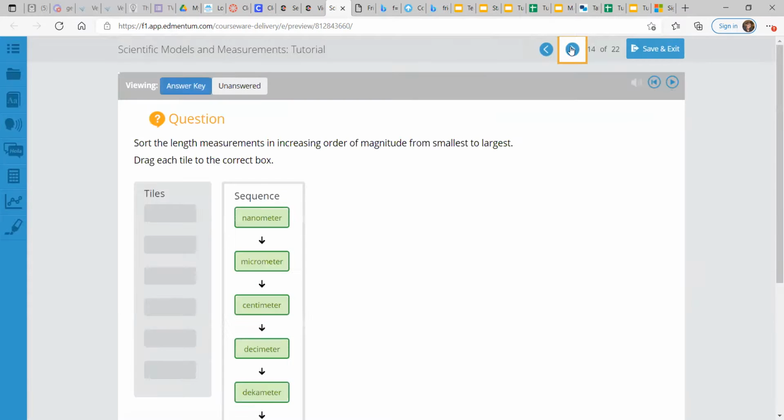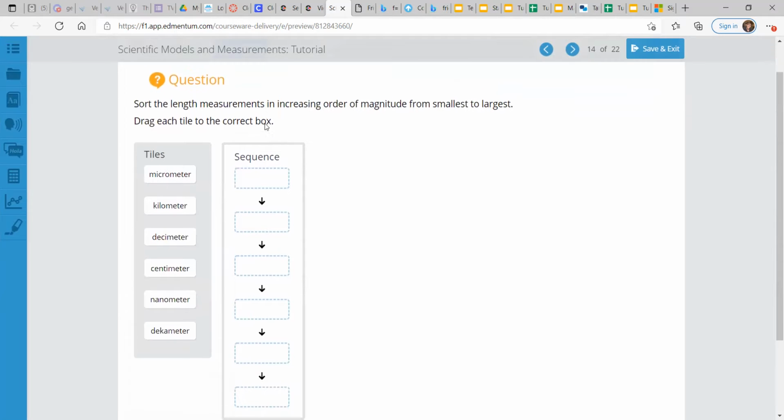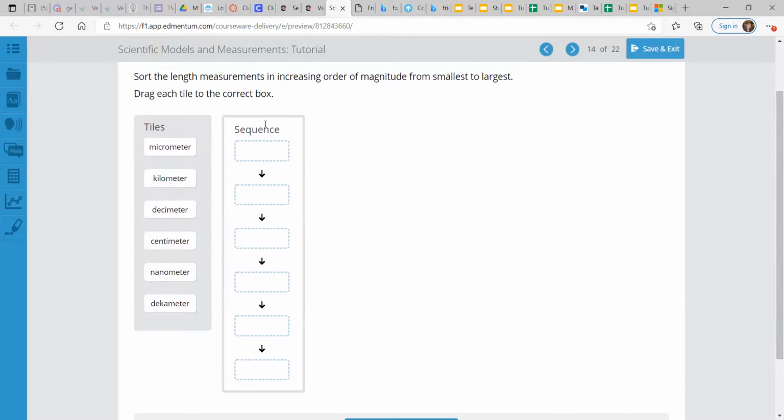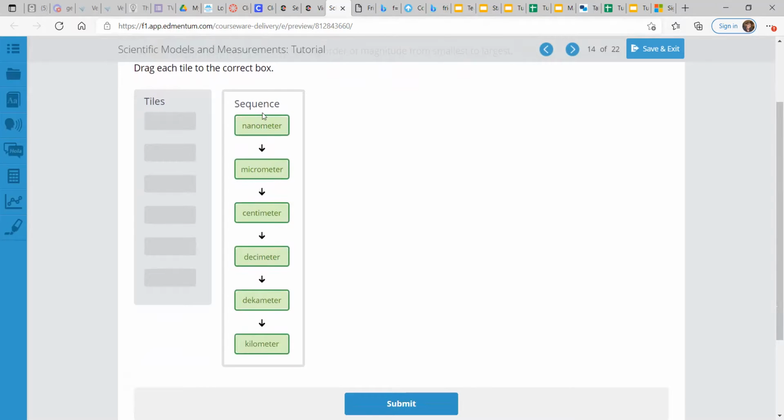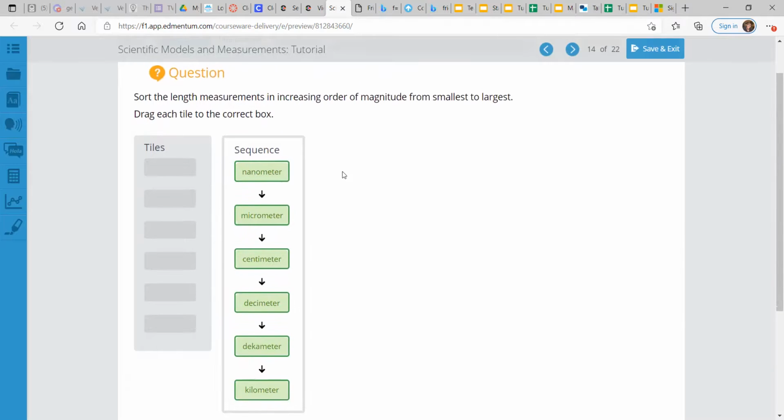So we'll go through, here's another question. Sort the length measurements in increasing order of magnitude from smallest to largest. Another big section of this lesson is the scale of what you're measuring. So here, I'll just explain with the answer key. So we have the smallest being nanometer all the way up to kilometer.